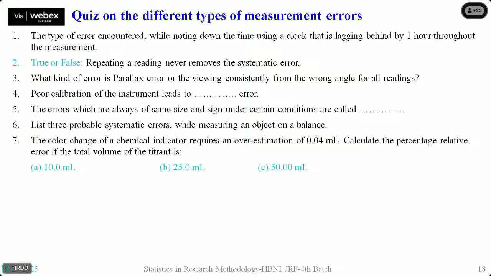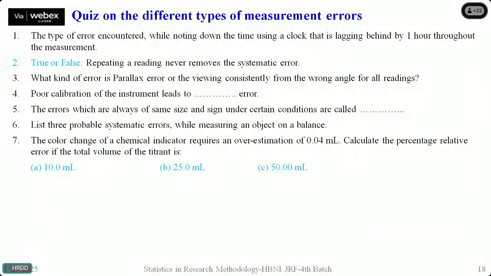Anybody feels it is a false statement or true statement? It is true. Repeating a reading will never remove the systematic error. It will only reduce the random error, because already it is inherent. If at all it would have been a gross error, it would have been visible to us. Systematic errors, sometimes they are hidden in a set of data, because all of the data done by a particular experimentalist, all of them will have identical type of contribution from the systematic error. It is very difficult to find out by repeated measurement.